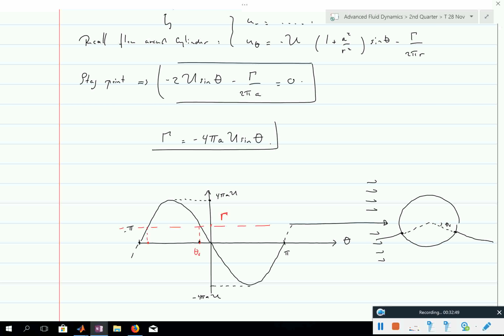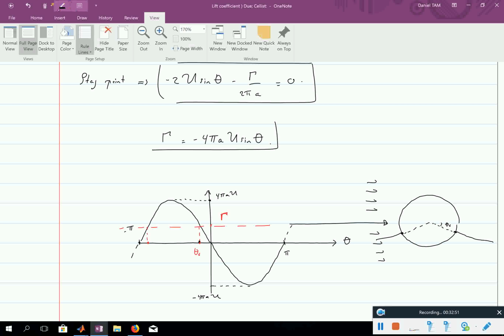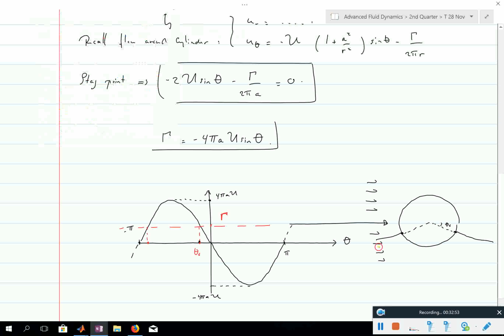If I now plot streamlines, the streamlines are going to look like that. On top, they're going to look like this. Okay, so that's the picture. If you have a positive circulation in the aerodynamic sense, then you have a positive lift. Now, what happens when gamma takes on a value higher than 4 pi A times U?